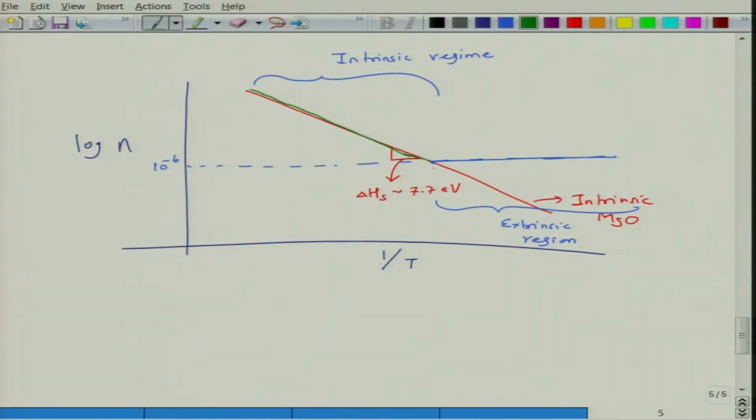It would be like this, and then it follows for an impure MgO. Up to a certain temperature, let us say T1, as you increase the temperature from this side, the concentration of vacancy remains constant at 1 ppm. It is only after T1, when the intrinsic vacancy concentration increases, that it becomes intrinsic.